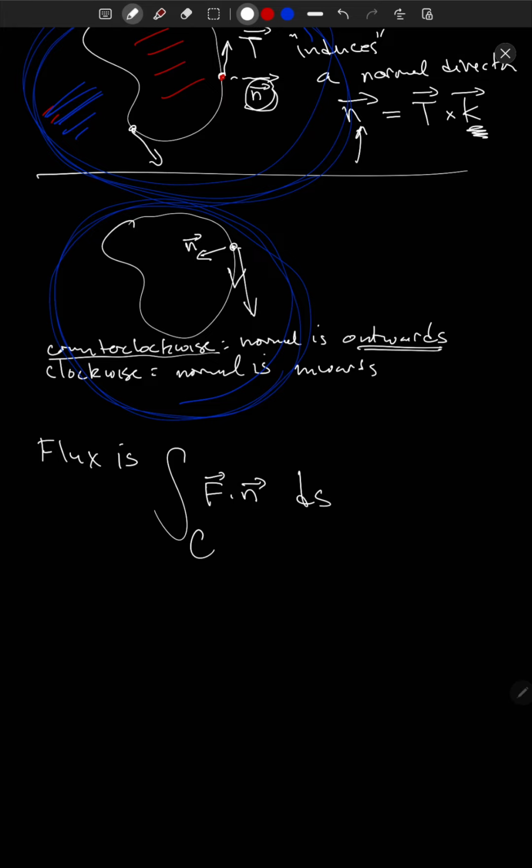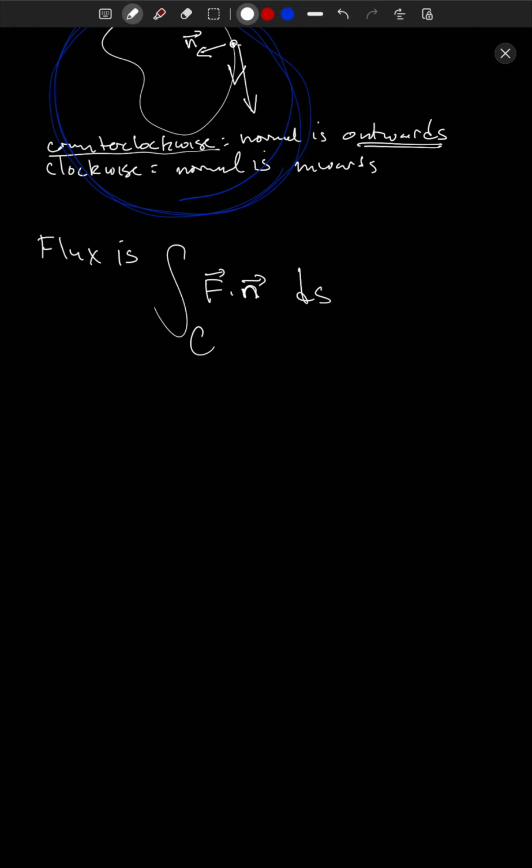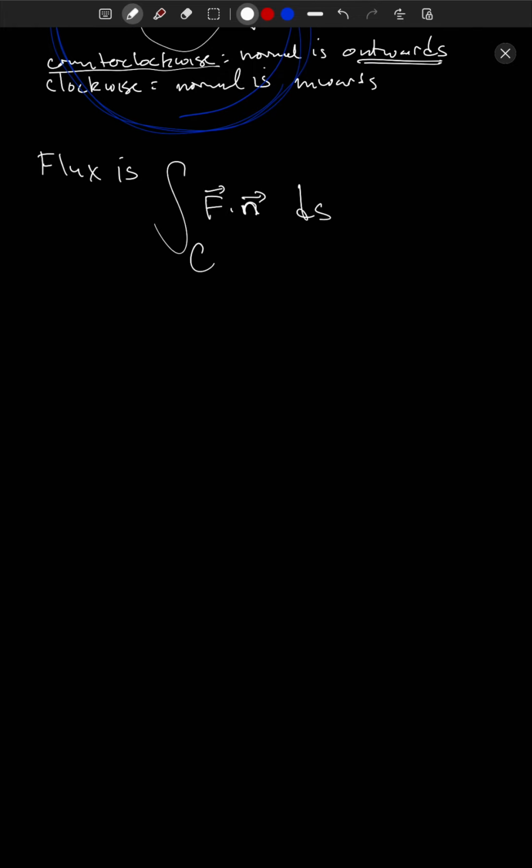My description of how much liquid is flowing out of the region makes sense because when we dot with the n, right, we're measuring how much of F is in the same direction as n. And when n points outwards, we're measuring how much of F is pointing outwards. When n points inwards, we're measuring how much of F points inwards, so how much liquid is flowing inwards. Okay, so that's it. It's just a line integral.